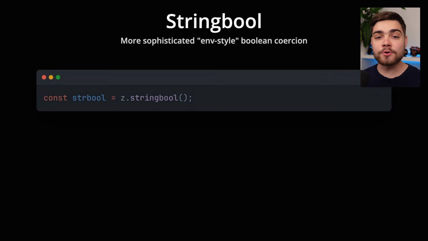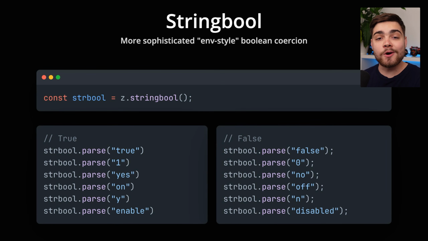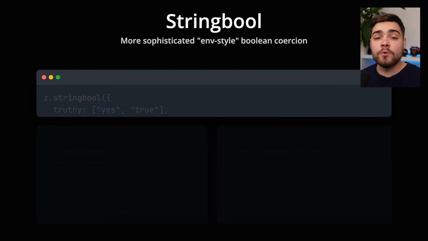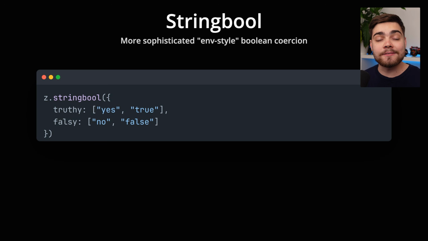Stringbool is a nice developer experience update. It allows you to do env style Boolean coercion, so passing values like true, on, yes, 1 to true or false. Even lets you define your own truthy and falsy values.